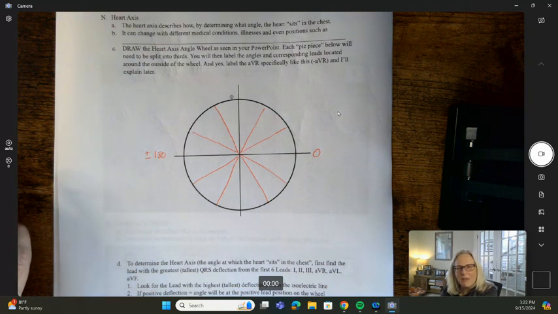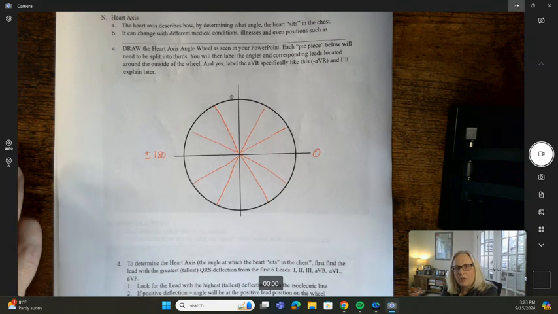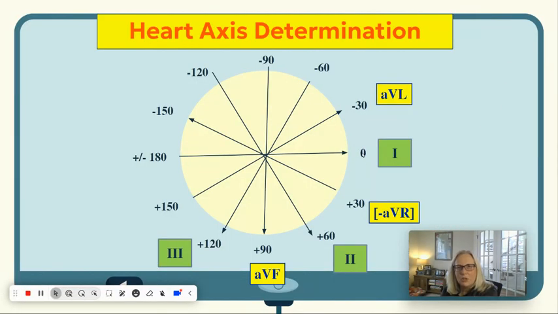All right, as long as you have that in there, so we have 0 and 180, I'm going to flip over to the other picture just so you can see. As you can see, we're going to label it positive 30, positive 60, positive 90, 120, 150, negative 30, negative 60, negative 90, 120, negative 150.